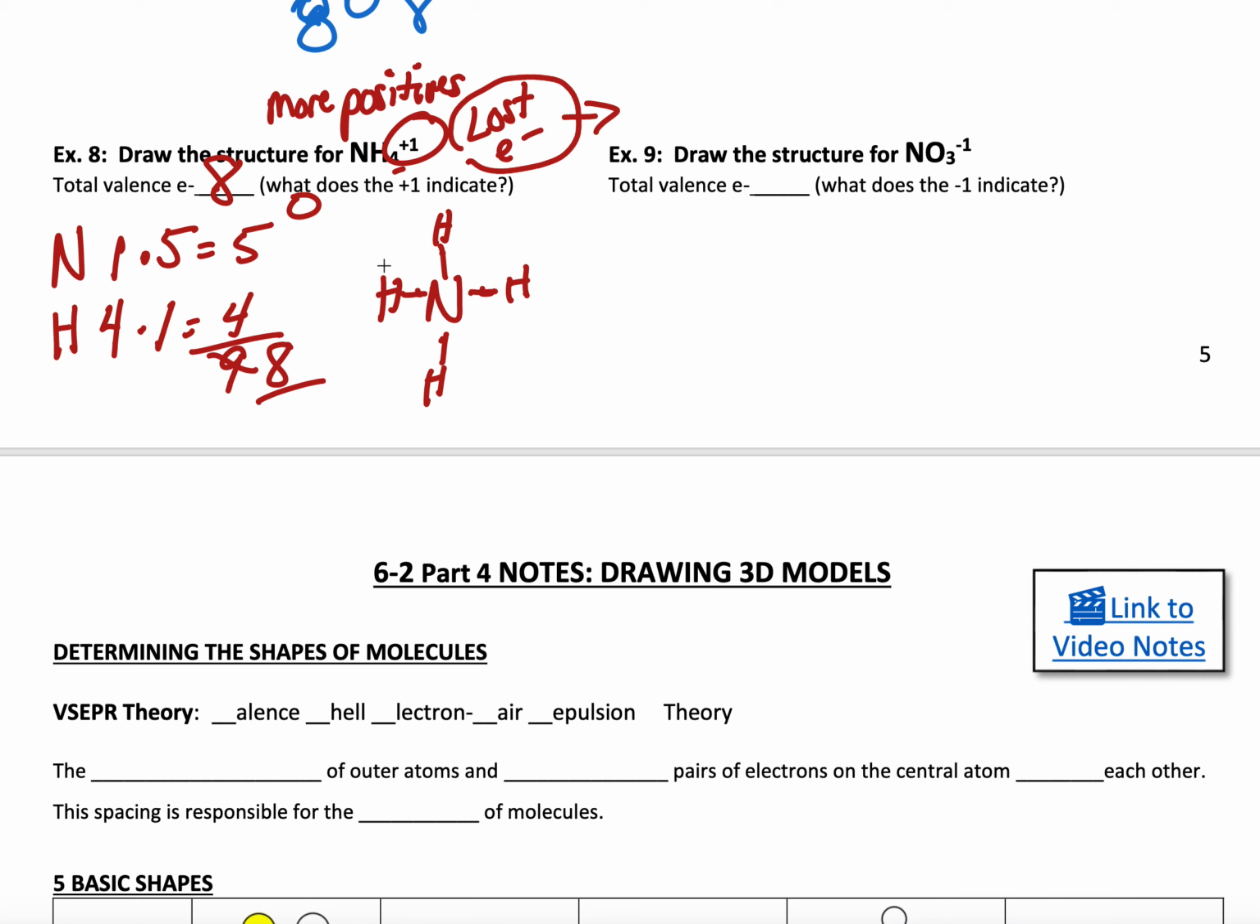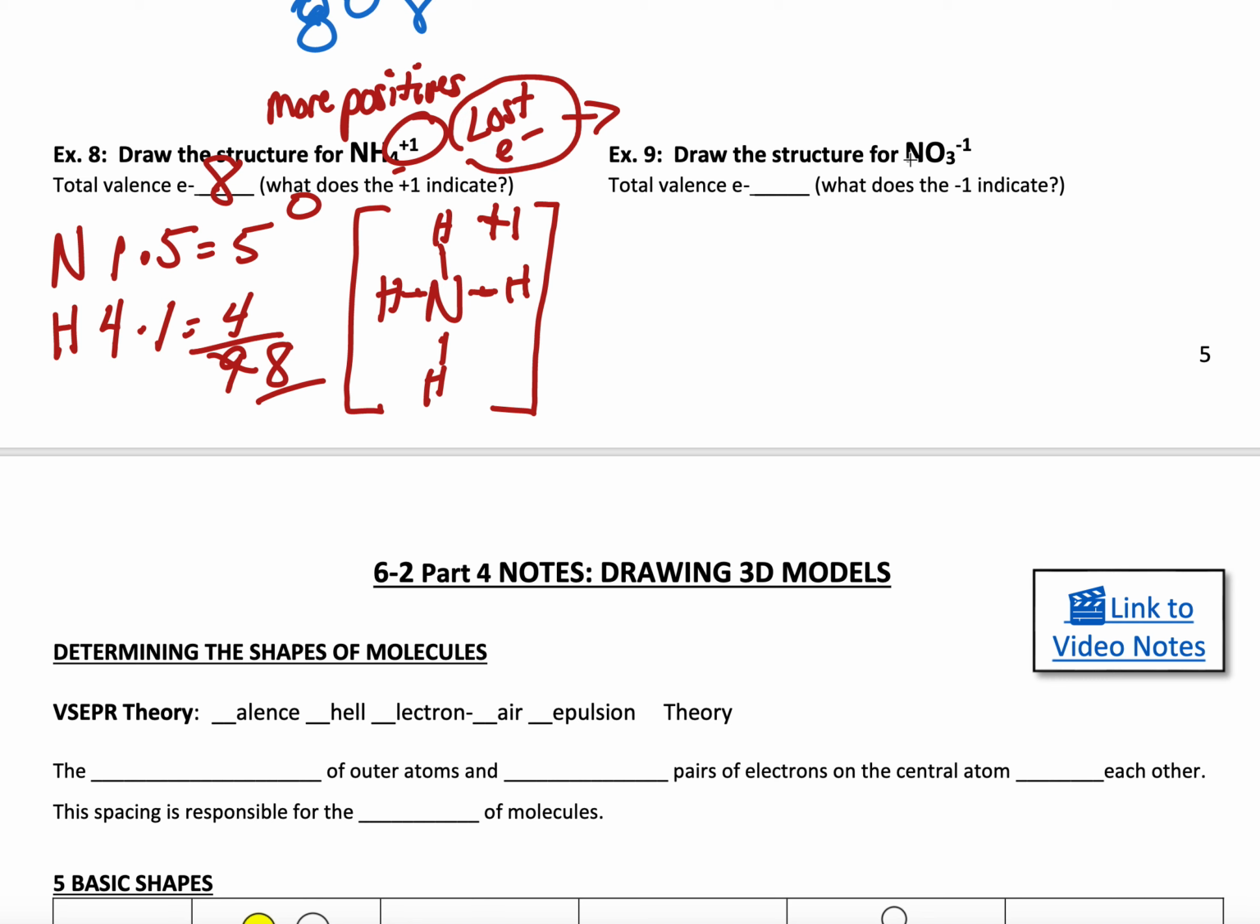Now, the one last thing you've got to do, only for polyatomics, is you have to write the charge, +1. This is communicating that this molecule will not form unless it loses 1 electron. And you have to put it in brackets, not parentheses, brackets. And that is how you represent a polyatomic ion.